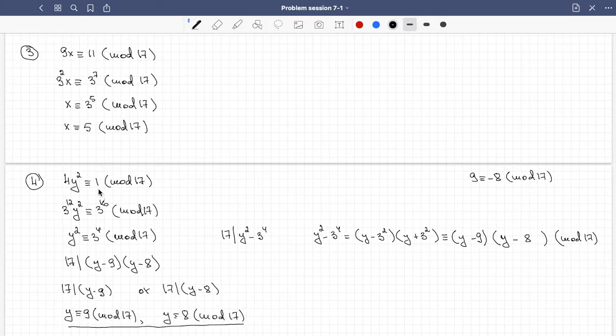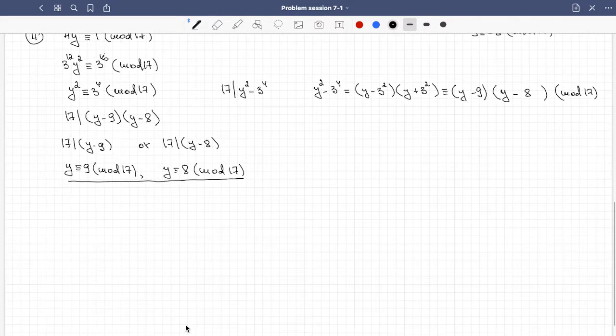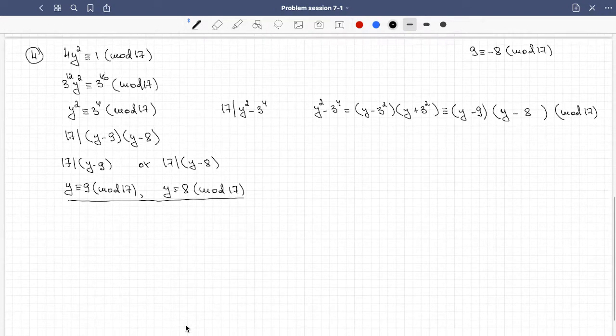This is the answer to this quadratic congruence. Turns out it has two solutions. Another exercise we want to do, exercise 5. We want to solve the congruence 12x squared is congruent to 7 mod 17.